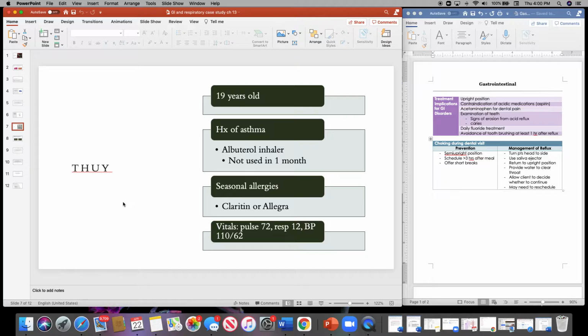Now, you don't need to write this one down on your paper, but would you see Twee today, or would you reschedule her? I'm assuming most of you are shaking your head up and down because, yes, of course we'd see Twee. Twee has a history of asthma. Twee has her albuterol inhaler with her. She doesn't have to use it often, recently anyways. She's taking some sort of allergy medication, not a big deal. And her vitals are very healthy and within a good range.